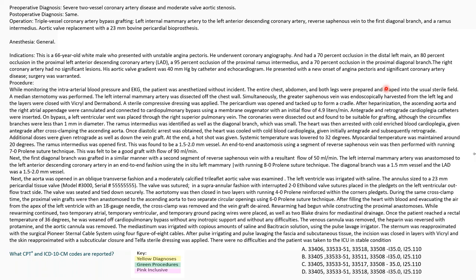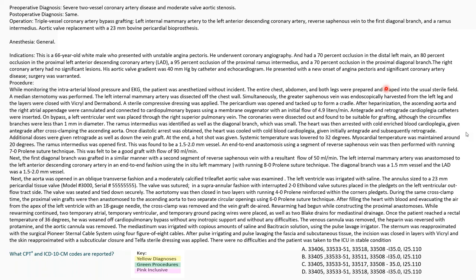Indications: this is a 66-year-old white male who presented with unstable angina pectoris. He underwent coronary angiography and had a 70% occlusion in the distal left main, an 80% occlusion in the proximal left anterior descending coronary artery, or LAD, a 95% occlusion of the proximal ramus intermedius, and a 70% occlusion in the proximal diagonal branch. The right coronary artery had no significant lesions. His aortic valve gradient was 40 millimeters Hg by catheter and echocardiogram.